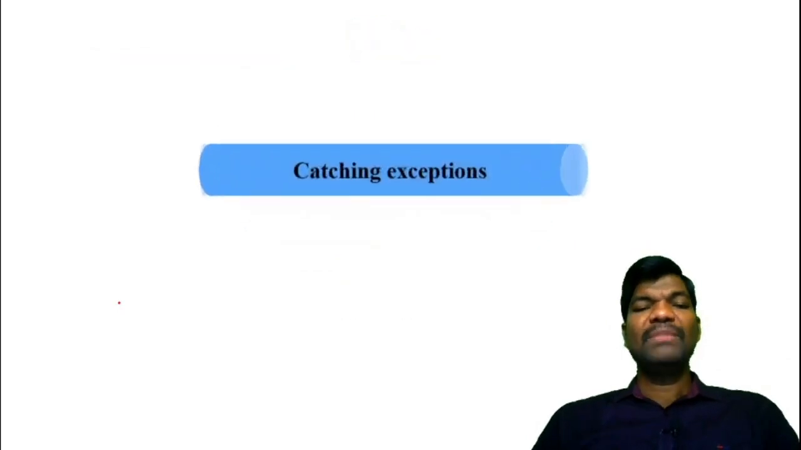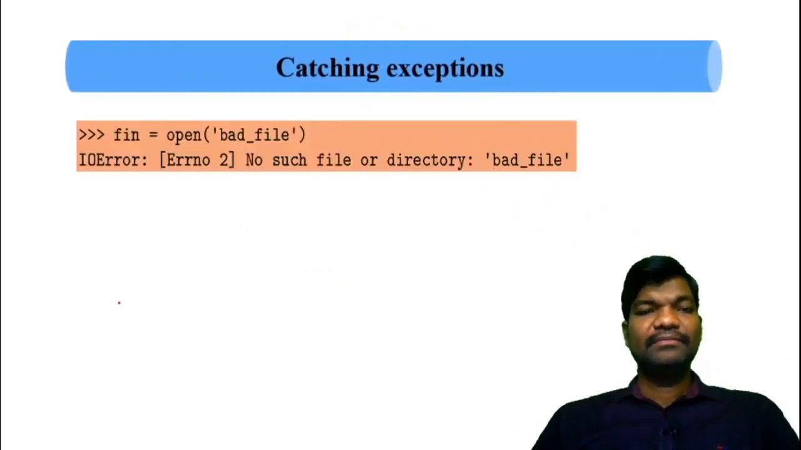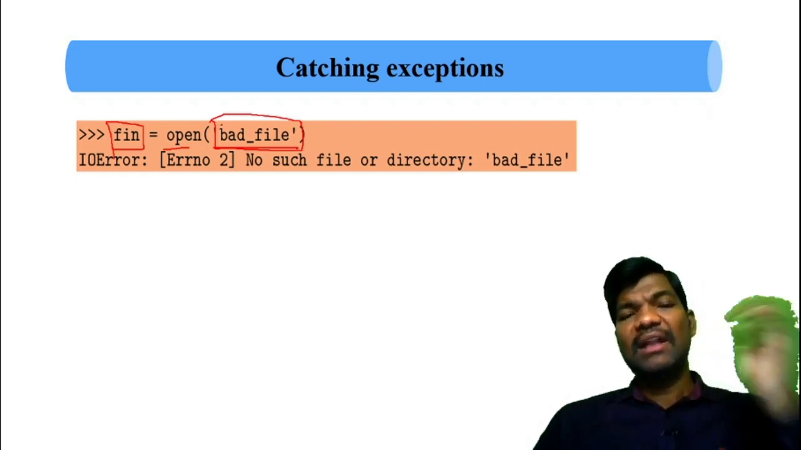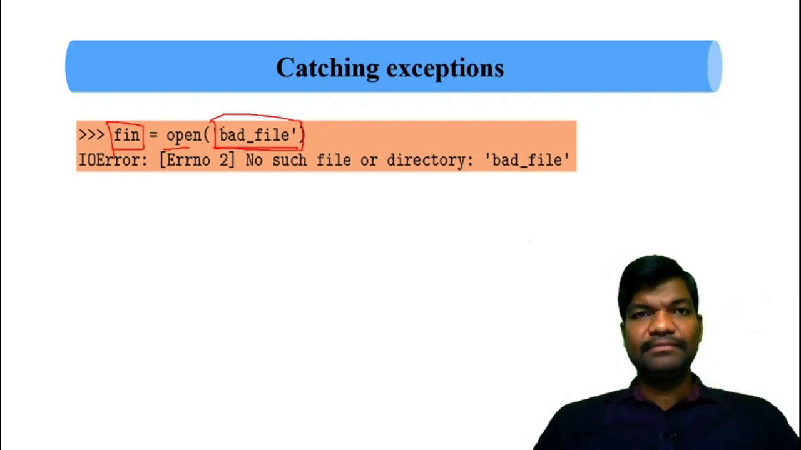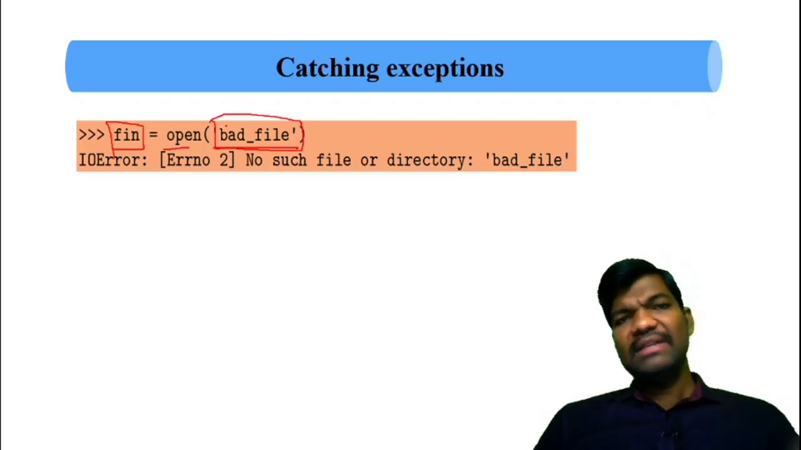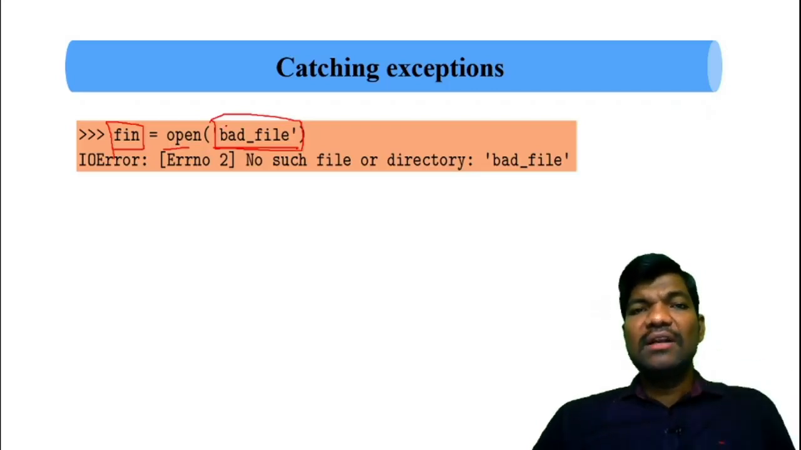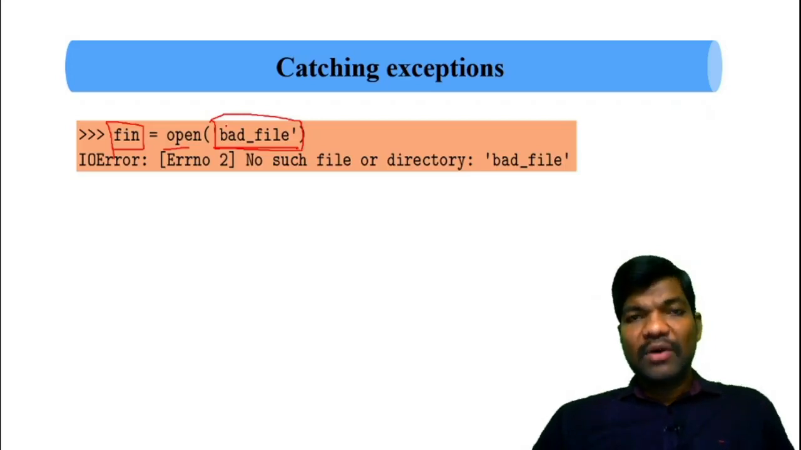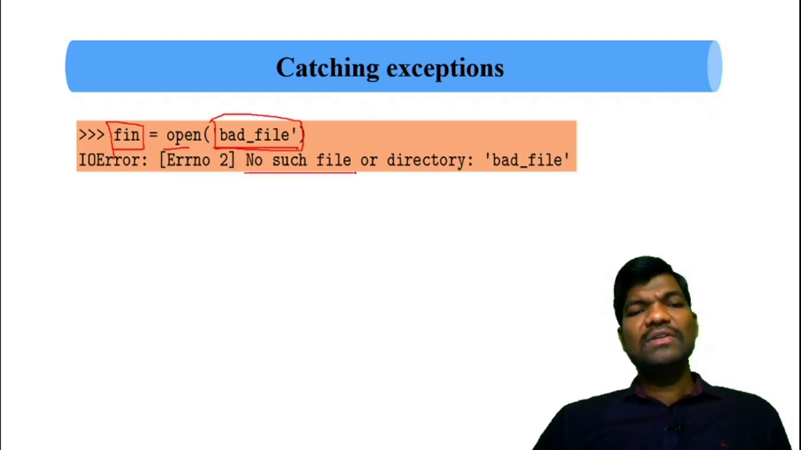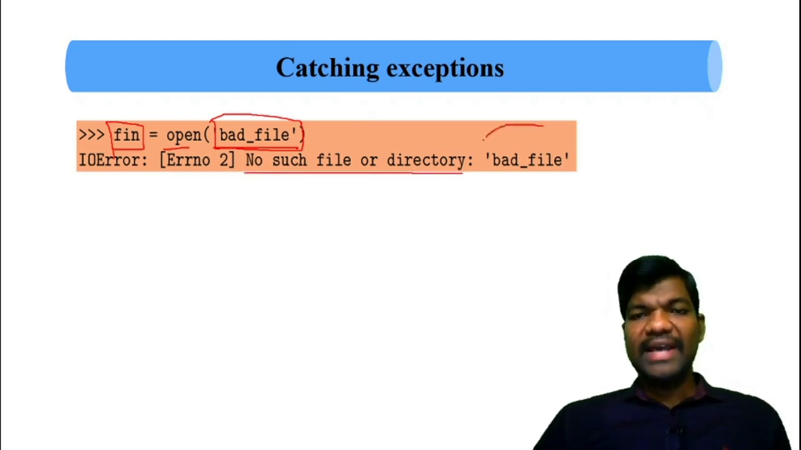Next, coming to catching exceptions. See here, first one, fin is a variable. Open the file, bad file. Not only bad file, this is a file name. If the file is not available in the directory, right? Suppose you are opening the file. If the file is not in the folder, what will you do? Is it possible to open? No. So the Python will return: no such file or directory. This file is not present.